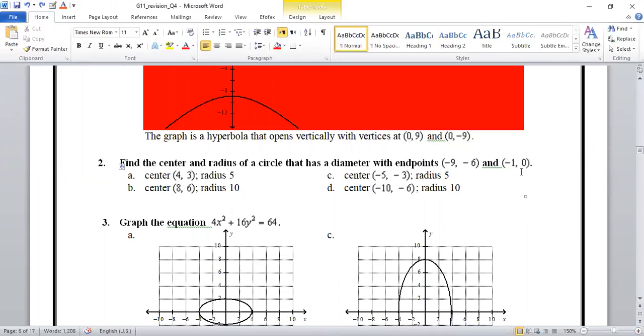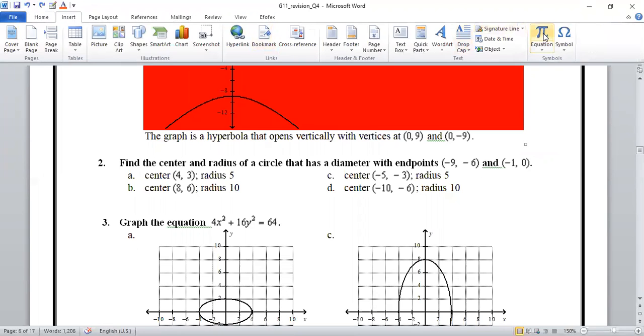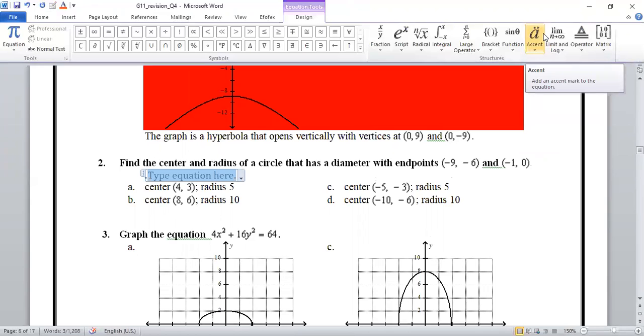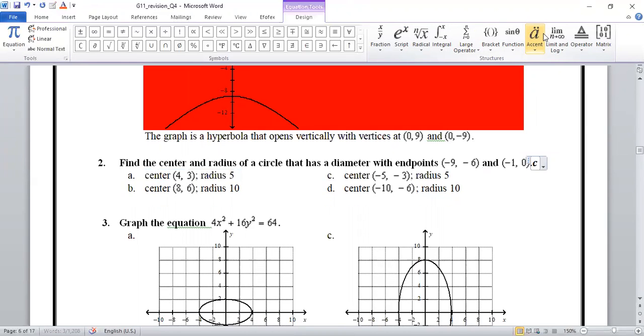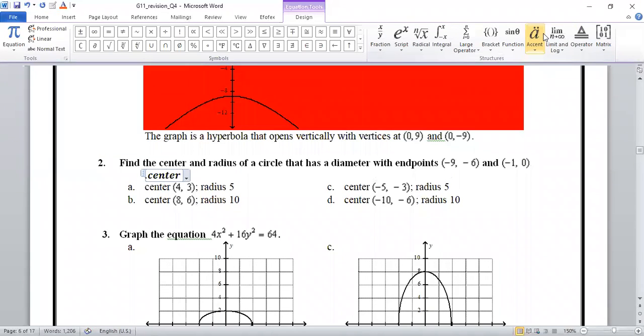So we need to get the midpoint between these two points. The center between these two points will be, okay, M, or the center of the circle, equal to the average between x's and the average between y's.